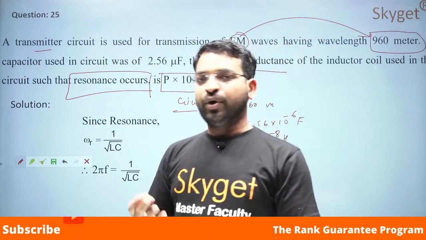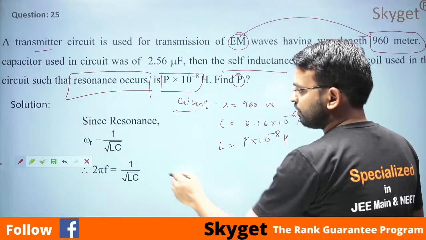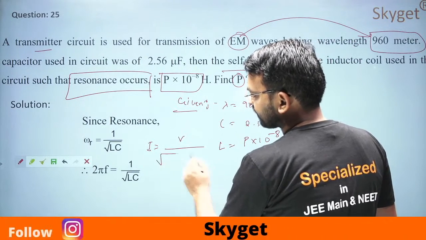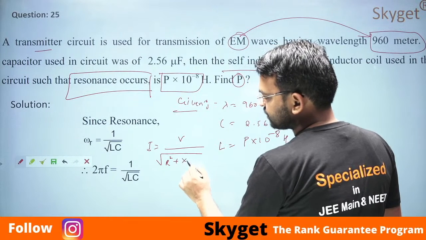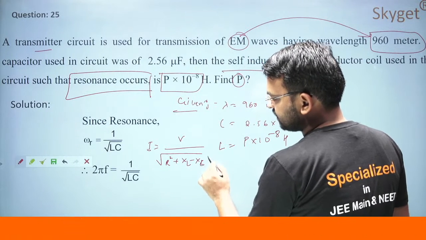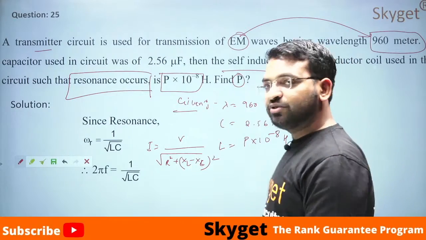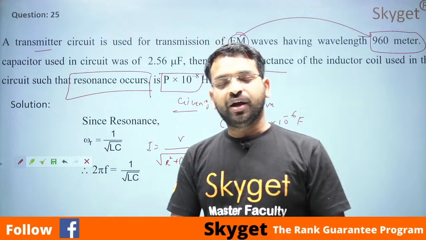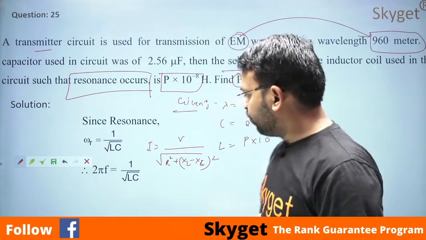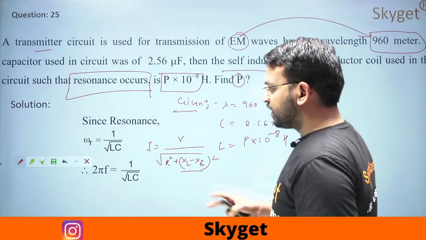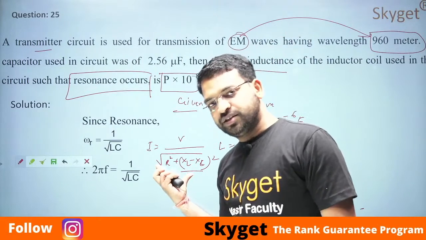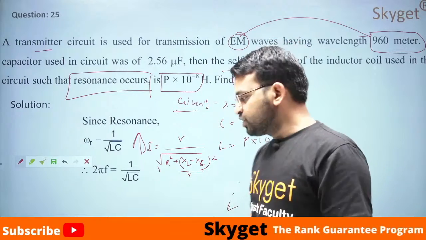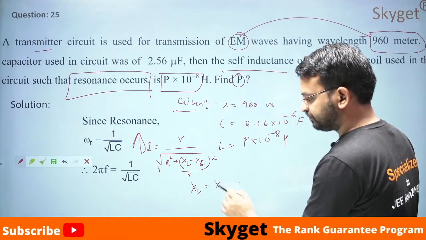And what is the condition for resonance in the circuit? If you remember, the formula for current is V over the square root of R square plus (XL minus XC) whole square. To have the maximum power, your current has to be the maximum. And that is only possible in one case, when this value becomes 0. If this part is decreasing, the current will become maximum. So this is only possible when XL becomes equal to XC.